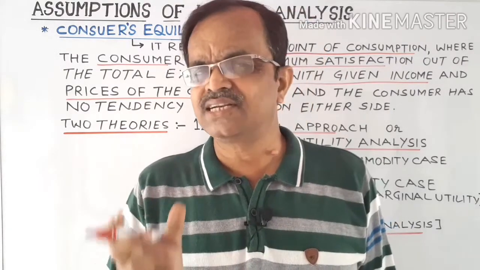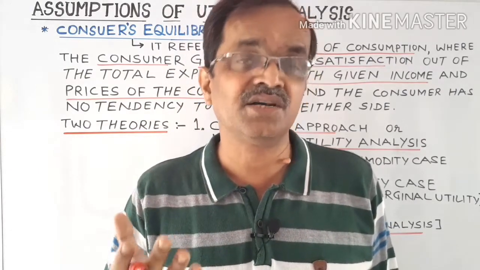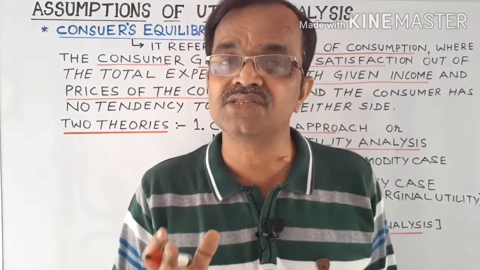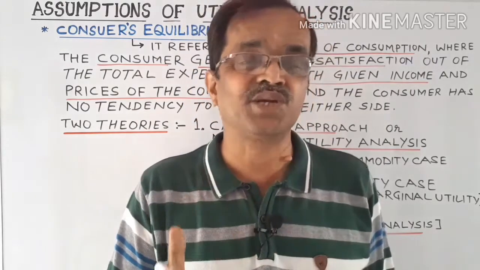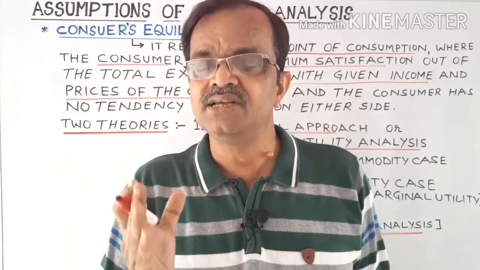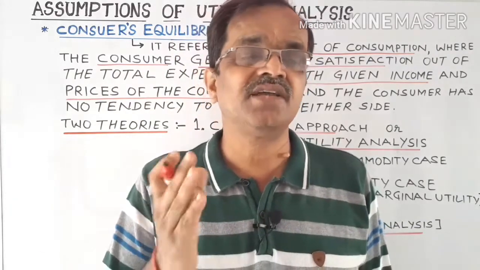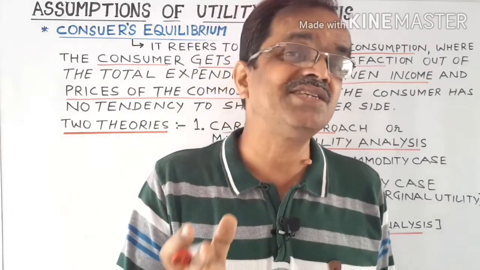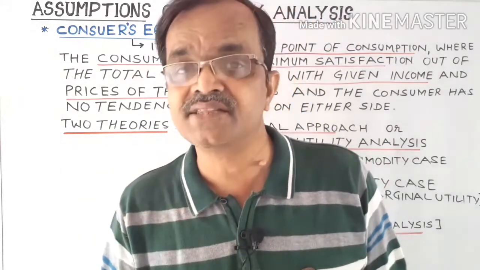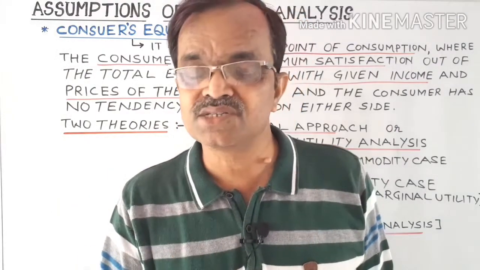As we know, consumption is related with the satisfaction of a consumer. Whenever a consumer consumes a commodity, satisfaction is always attached with the consumption of that commodity. And equilibrium literally means a point of no change, that is, the consumer has no tendency to shift. Whenever the consumer is consuming a commodity, that is the point of equilibrium. That is the simple meaning of consumer's equilibrium.